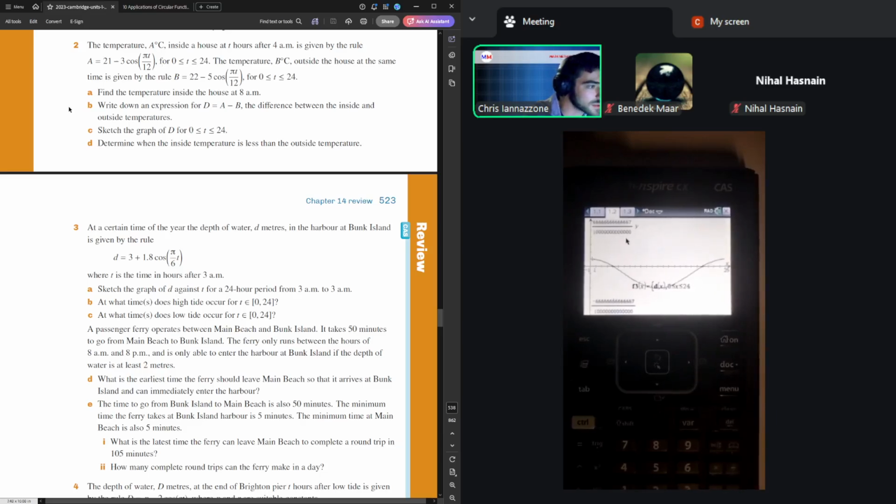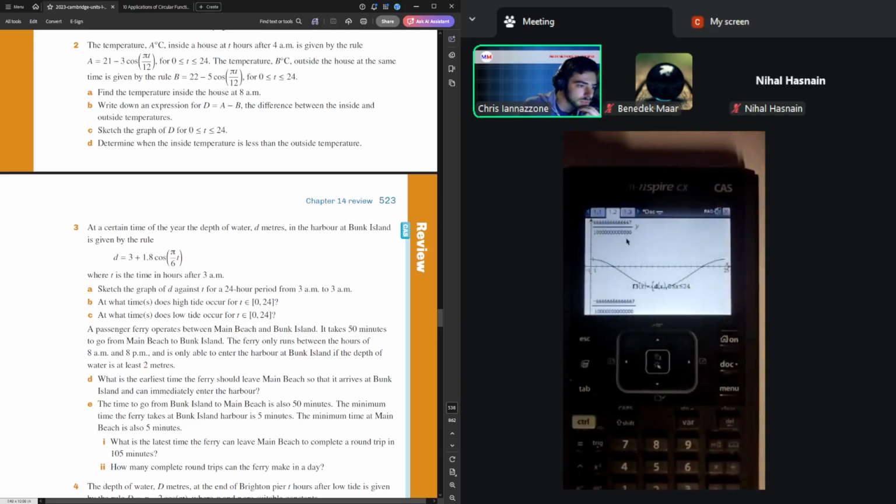Part D is the fun question. Determine when the inside temperature is less than the outside temperature. There's a couple of ways you can do it. One uses the information we just created. The other, you can go about it a different way.